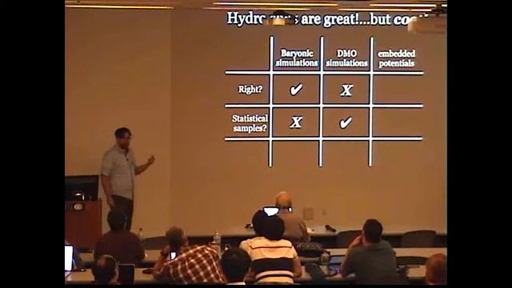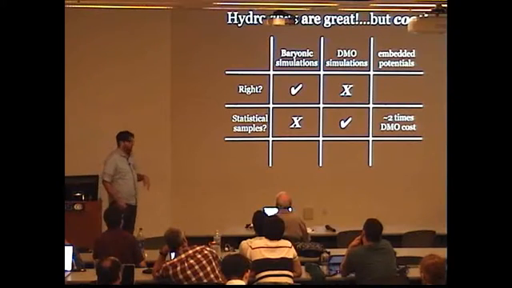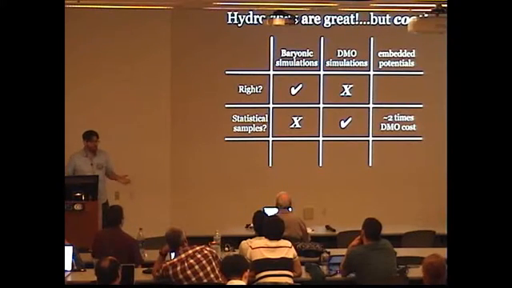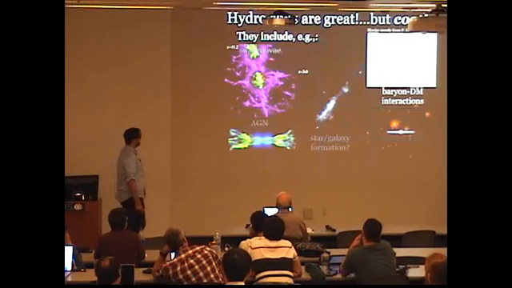Now, is it cheap? Can we do statistical samples of this? Well, it's about a factor of 2 more than the dark matter only simulations, which is basically just coming from the fact that you've increased accelerations at the center of the halo. But that's not really a big deal. I would argue that we can still do statistical samples. 75 halos is a statistical sample.